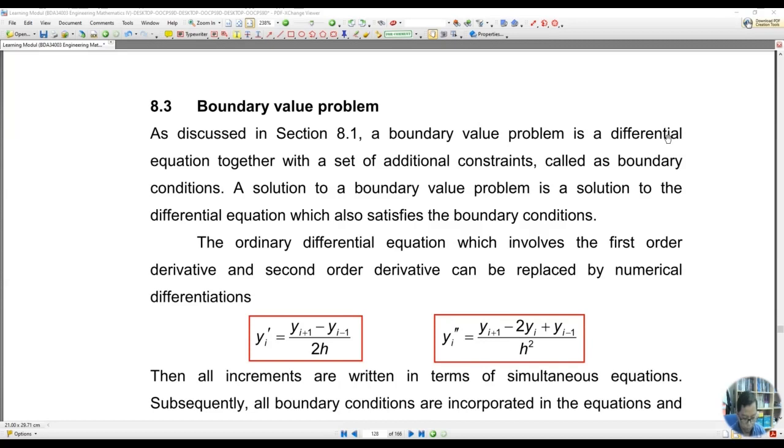Okay, today we would like to proceed with chapter 8, about boundary value problem, 8.3.